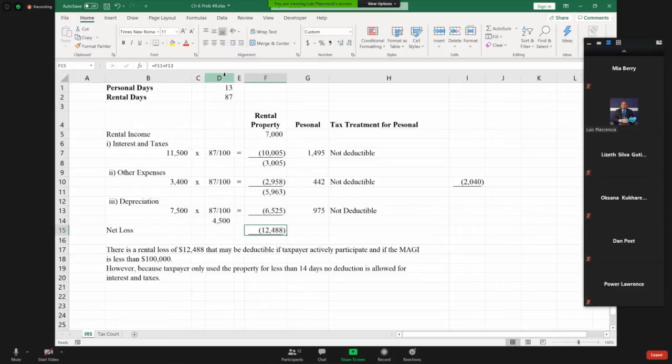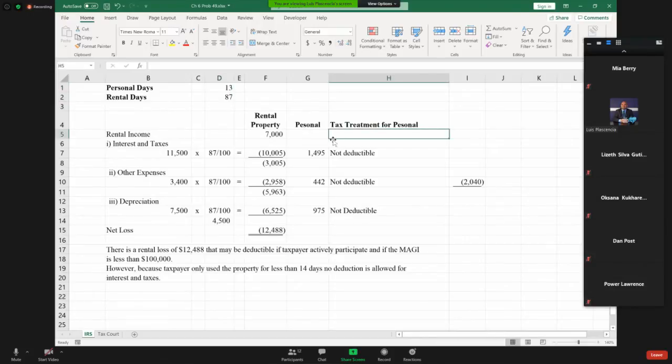But keep in mind, these are the facts that are already given. You don't change the facts. This is something that you'll do around this time, when you're planning for your clients. You want to talk about different tax planning strategies during the year, and something like, well, how about you stay in your house 2 more days?